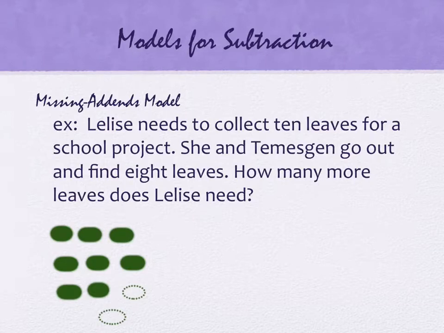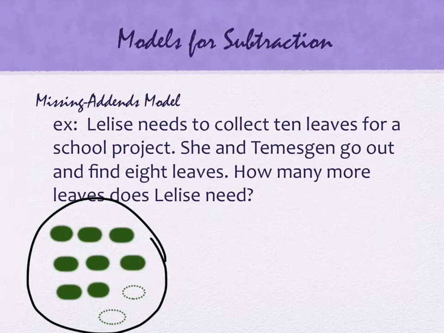Okay, and then if I count all of them that are there now, of course there are 10 total that are in my picture, and the dotted part is my answer. So this answer would be, of course, 10 minus 2 is 8 leaves.